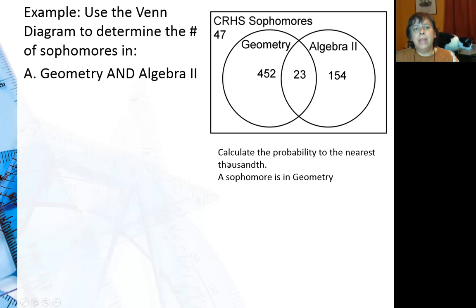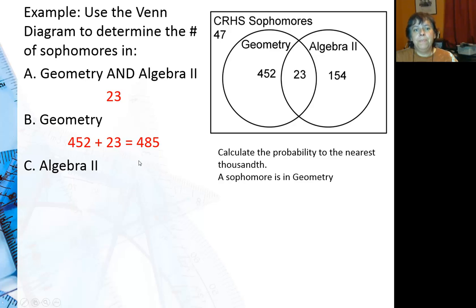So let's go ahead and use a Venn diagram. We're going to look at how you pull the numbers out. Well, this intersection is the "and" part. That's where they overlap. So the number of sophomores in geometry and algebra 2 is simply 23. If I'm looking for the number of sophomores in geometry, I have to include the 23 and add the 452. A Venn diagram separates out the overlap, so you know exactly how many do overlap. So in geometry, I have 452 plus 23, or 485 sophomores. In algebra 2, I also add the overlap, 154 plus 23, which gives me 177.